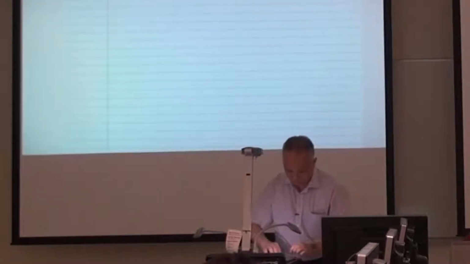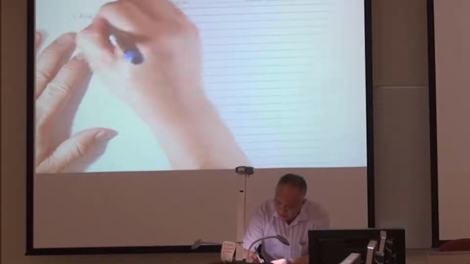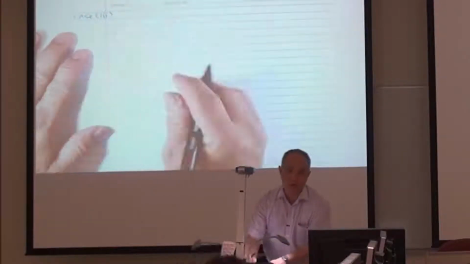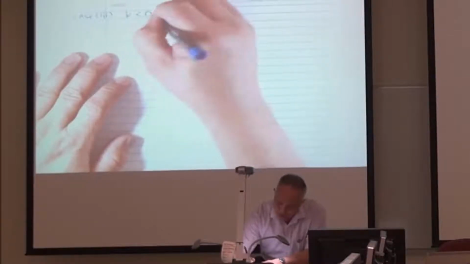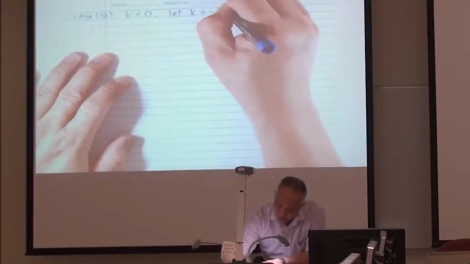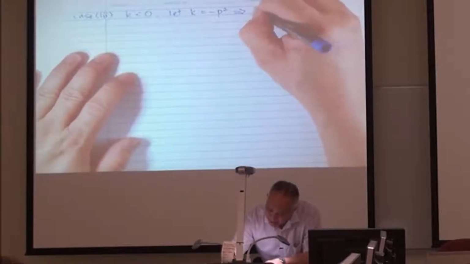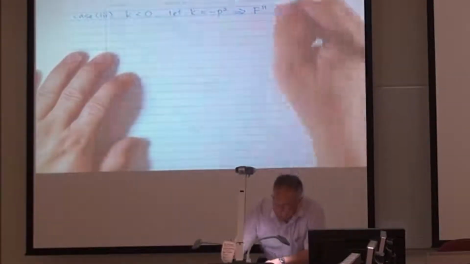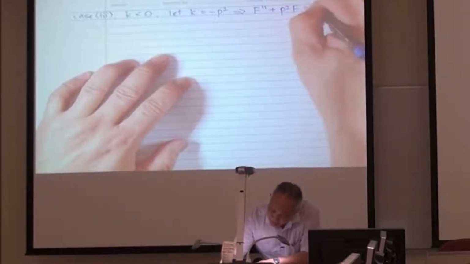We are left with only the last case, case 3. Hopefully this will give us some non-trivial solution. I don't know. Let's try. So the last case is when k is less than 0. So again, make our life easier by letting k be negative p squared. Which means that now what we have is f double prime plus p squared f equals 0.